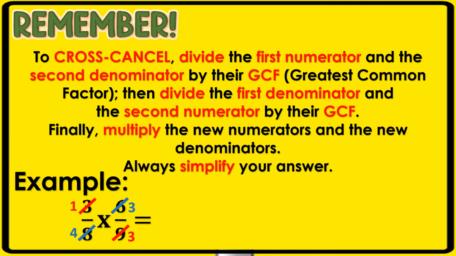Then multiply the numerators. 1 times 3 is 3. 4 times 3 is 12. We now have 3 twelfths. However, 3 twelfths is not yet in lowest terms, so we have 1/4.